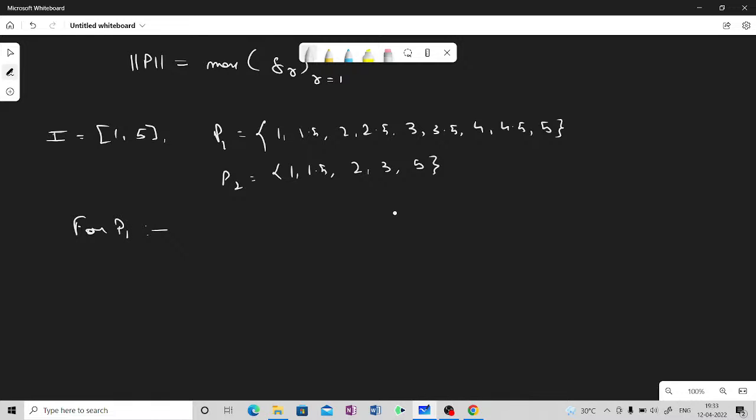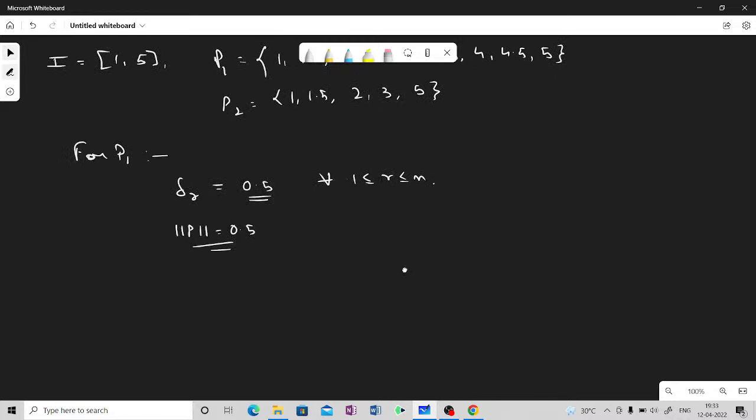Now in the case of P1, we can easily find out that every subinterval which this partition can create has length 0.5, right? Clear? So that means the norm of P1 is simply 0.5. Not much work to do.